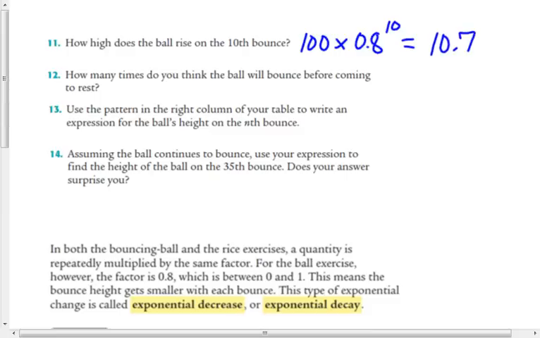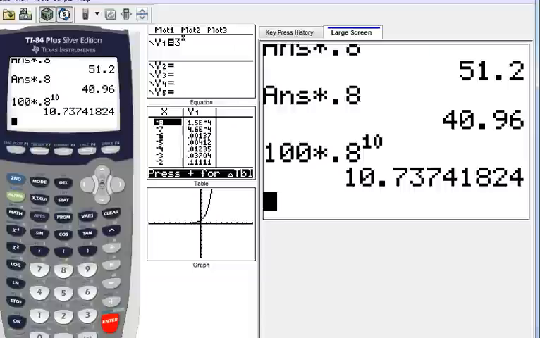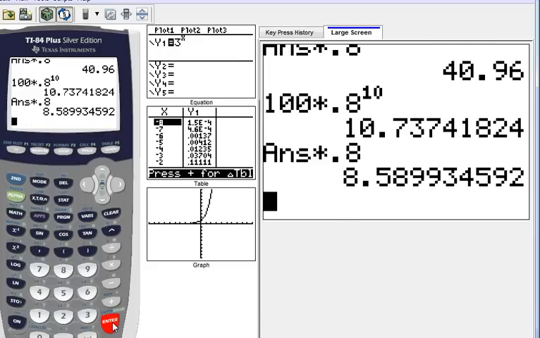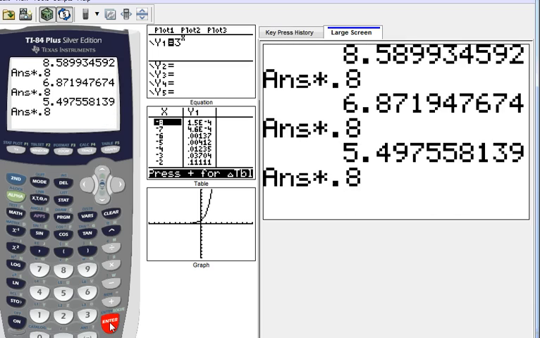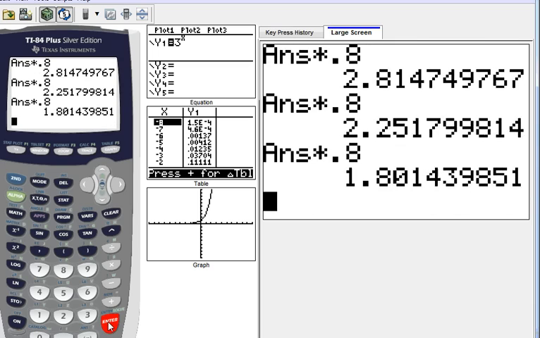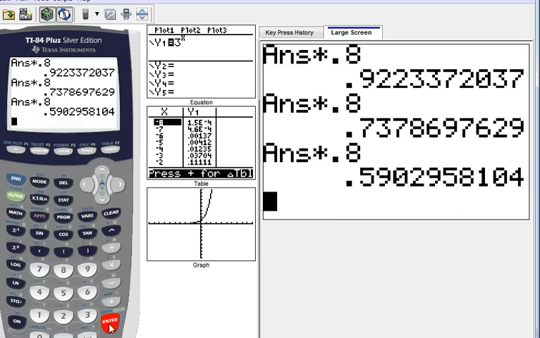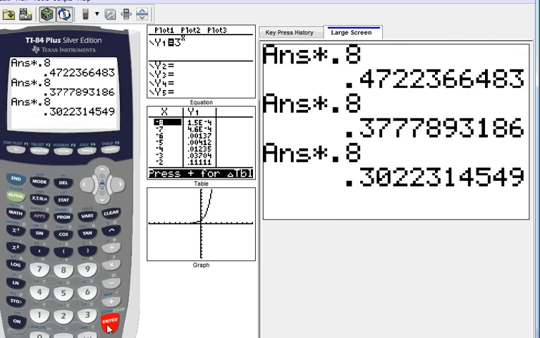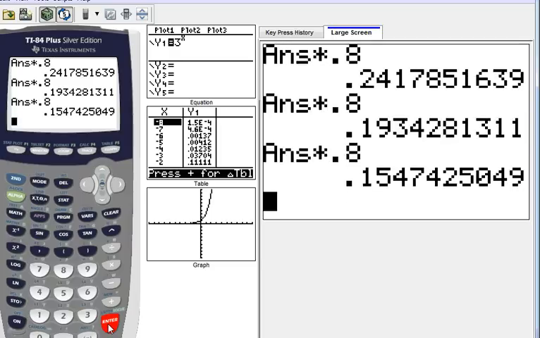It says how many times do you think the ball will bounce before coming to a rest? It's kind of hard to tell here because according to our situation, and I can show you that on the calculator, it would seem like, so now if I multiply this by 0.8 again, so that's the 11th, and if I keep hitting enter, it keeps getting smaller. When it comes to rest is when you get to 0, and theoretically you really will never get to 0, but you have to think just, well, when is it such a small amount that the ball's just going to stop bouncing? And your guess is as good as mine, but I'm thinking maybe around 20 bounces.